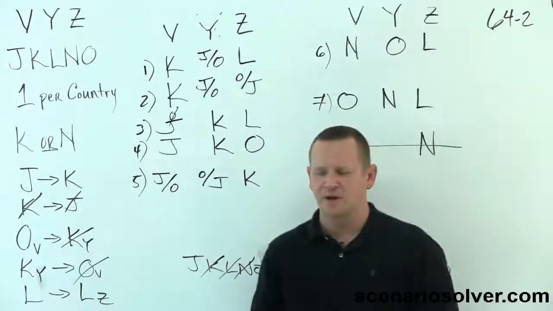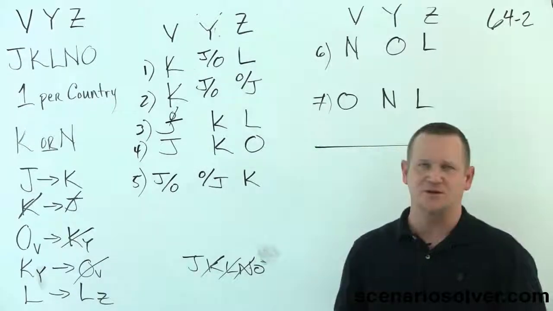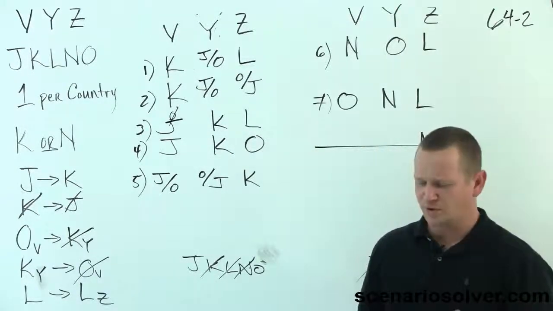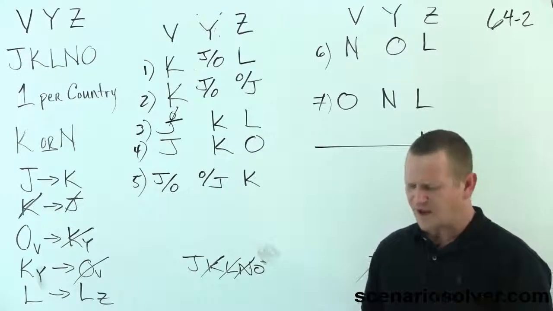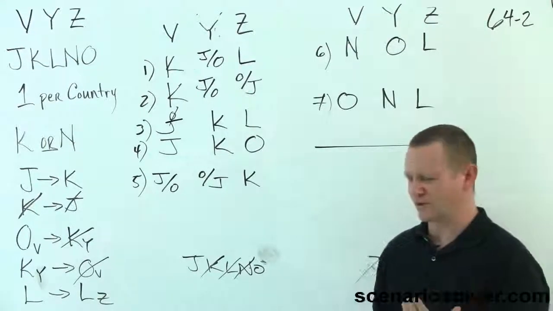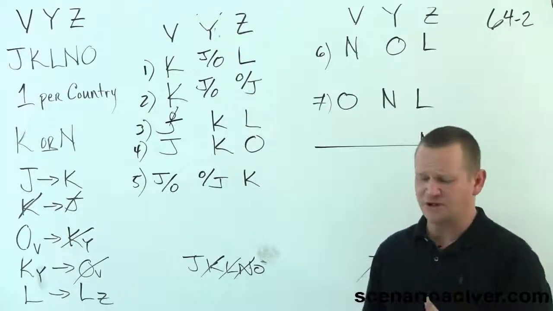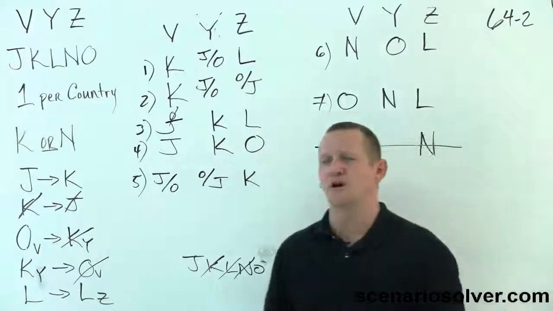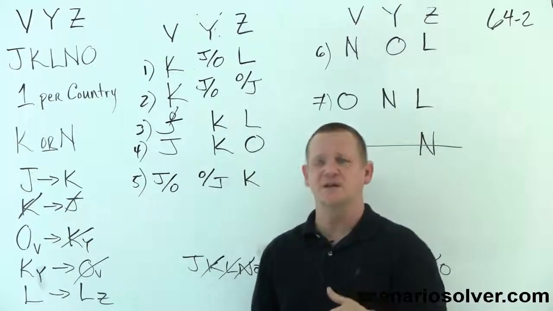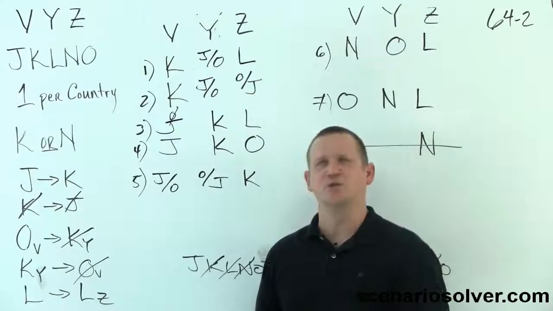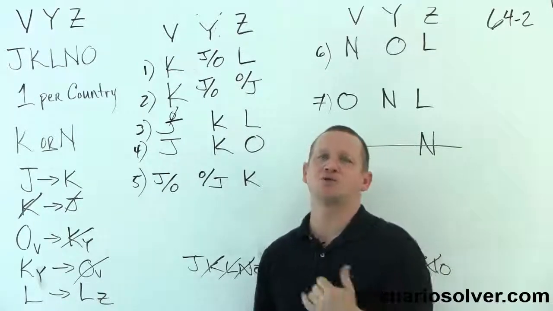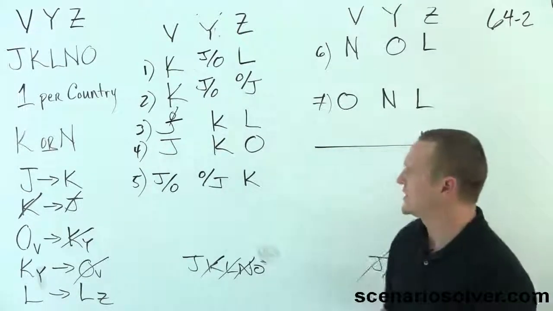Which one of the following could be the assignment of the ambassadors? Okay, so this is a rule based question. All we want to do is go through each of the rules and figure out which answer choice breaks that specific rule. That answer choice is eliminated. The last answer choice standing is, of course, the correct answer.